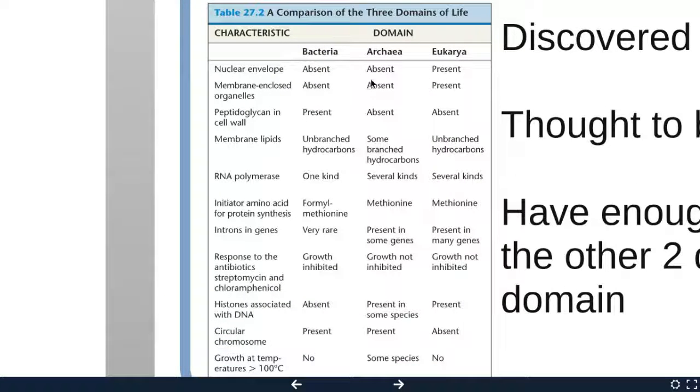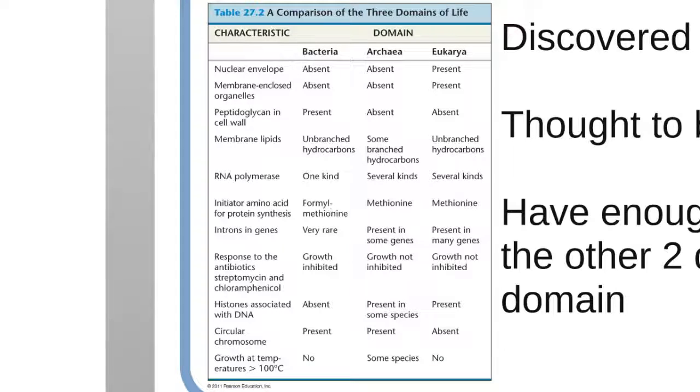Here we have archaea in the middle, and this is what we had before, but with a circular chromosome, just like bacteria. Growth is not inhibited by antibiotics, just like eukarya. And we have the same initiator amino acid. When we talk about the start codons, it's methionine for both archaea and eukarya, but it's different for bacteria. And so it's sort of its own hybrid category.